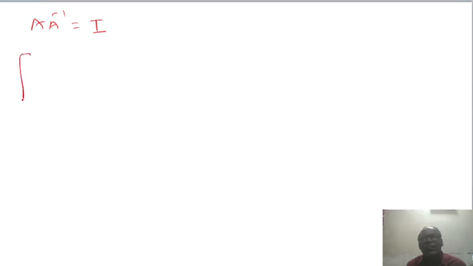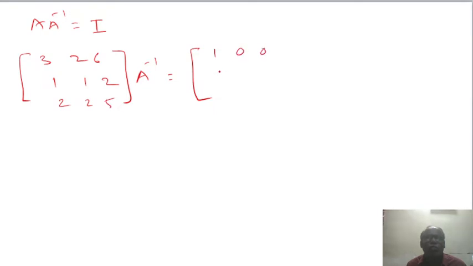Now what is A here? A is the given matrix. What is your given matrix? The given matrix is [3 2 6; 1 1 2; 2 2 5] into A inverse is equal to I. What is I? [1 0 0; 0 1 0; 0 0 1]. Try to solve this equation. Then after solving this, we get the inverse of matrix A.